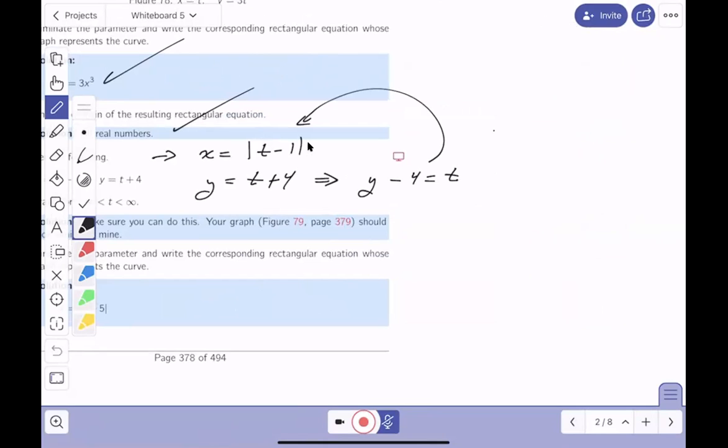And what are you going to get? x equals the absolute value. What's t? It's y minus 4. Now we get minus 1. And what do you get up here? x equals the absolute value of y minus 5. Now, absolute value is introduced at the college level, I think in 086 or something.